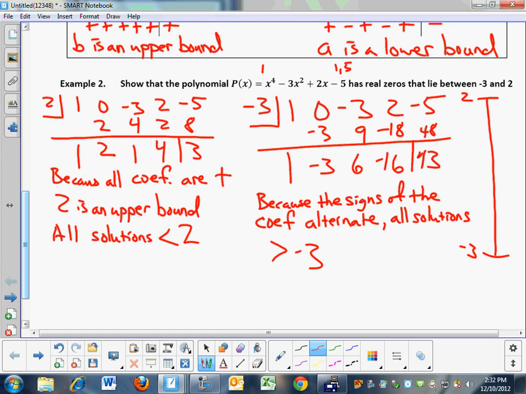Did I say -2 in there? Sorry. -3. I'm sorry. -3 was our lower bound. So all the solutions have to be greater than -3 because we saw alternating signs. So will you actually use this? Not necessarily. The upper and lower bounds I haven't used very often.